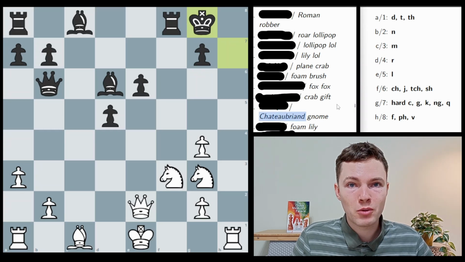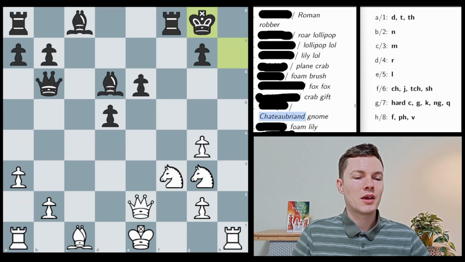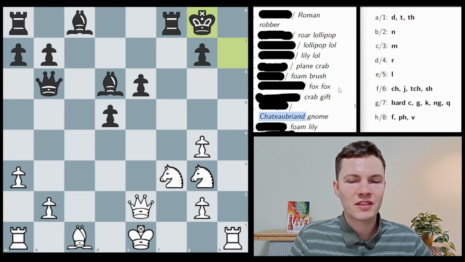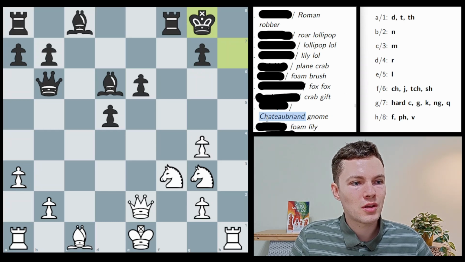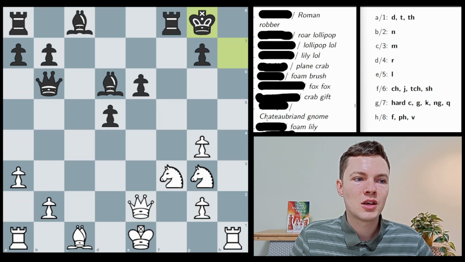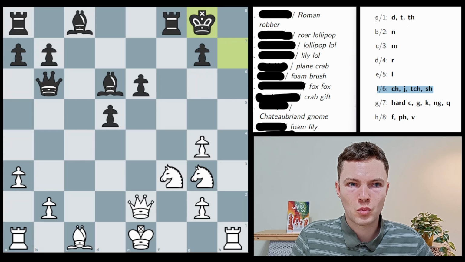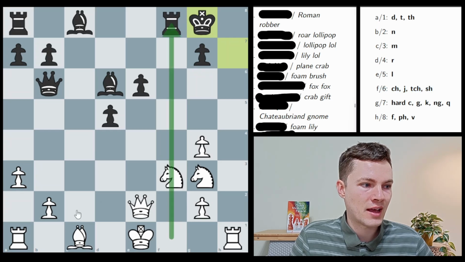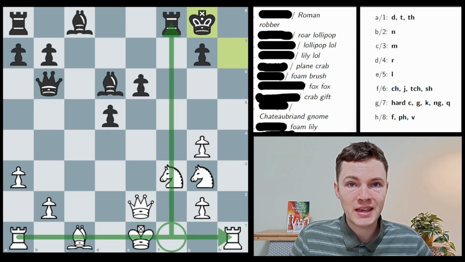Now we have a 4-syllable picture word. If I can pronounce this correctly, Chateaubriand, a type of steak. The 2 consonant sounds are ch and t. So this is 6 and 1. So we're looking at the f1 square with the 4th piece that can move there.